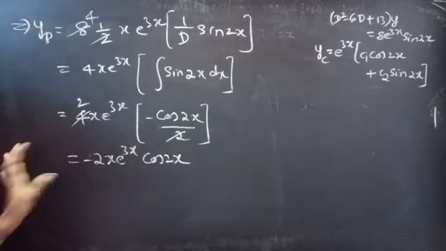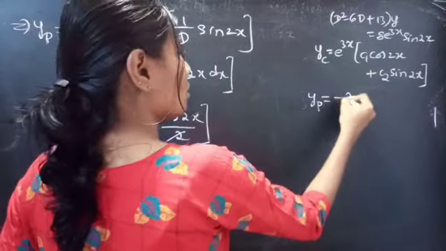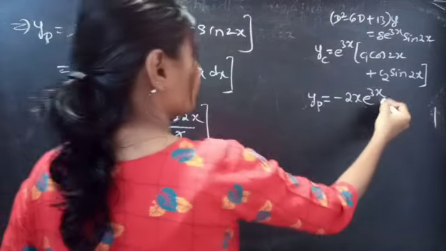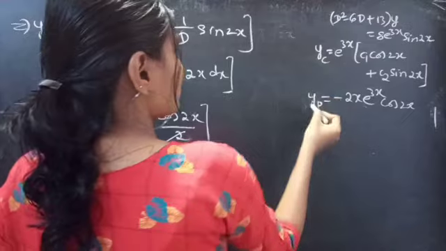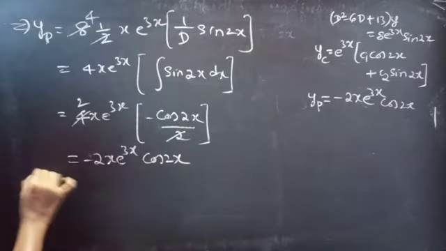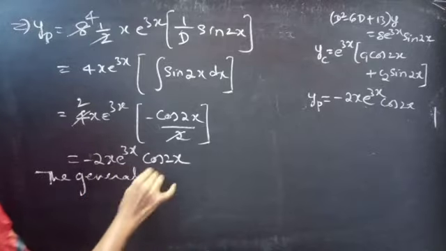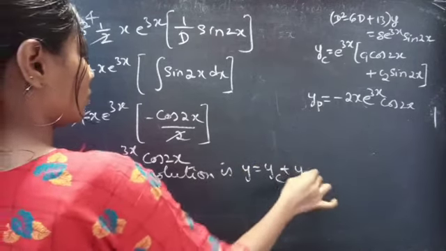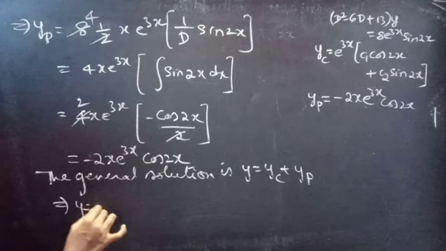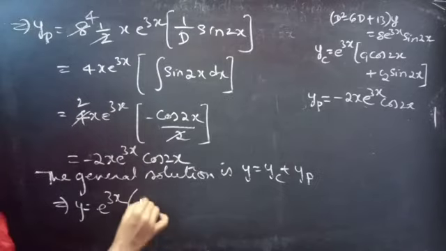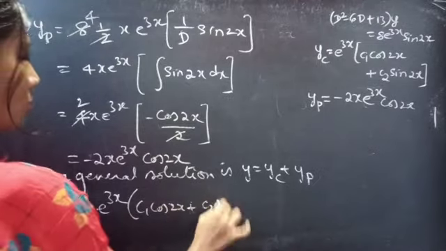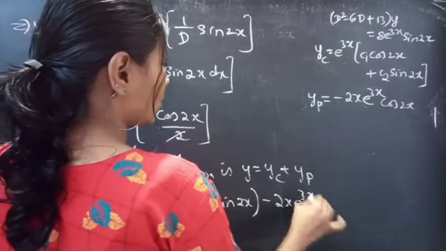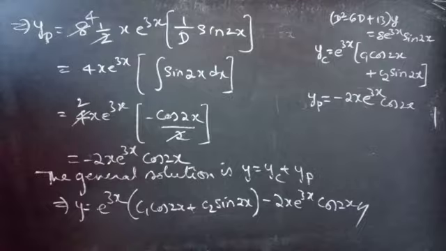So this is our required yp. Therefore yp equals minus 2x e power 3x cos 2x. We got yc and yp, so let's write the general solution. The general solution is given by y equals yc plus yp. Then our solution will be y equals yc, we have e power 3x into c1 cos 2x plus c2 sin 2x, plus yp, which is minus 2x e power 3x cos 2x. This completes the problem.